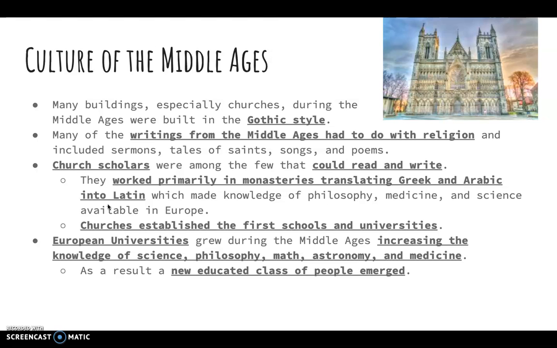Churches are also going to be the first ones to establish schools. We know that under Charlemagne that was required. Okay? So European universities also are established during this time, during the late Middle Ages. So we do see an increase in knowledge of science, philosophy, math, astronomy, and medicine, a lot of the things that are, again, really important to the Greeks and the Romans. And there is a new educated class because schools are becoming more widely available to people outside of the church. It's still going to be about more wealthy people, though.